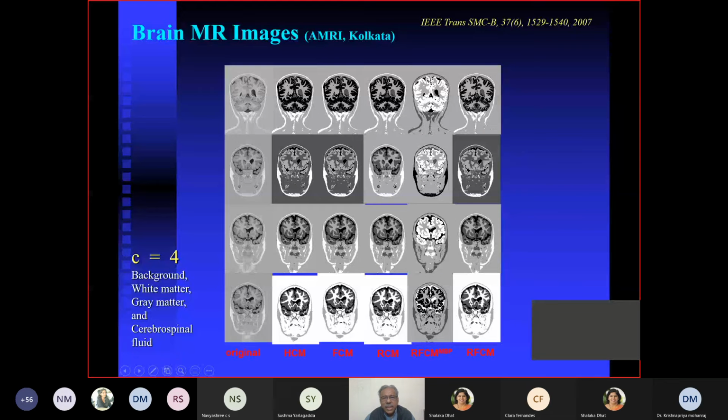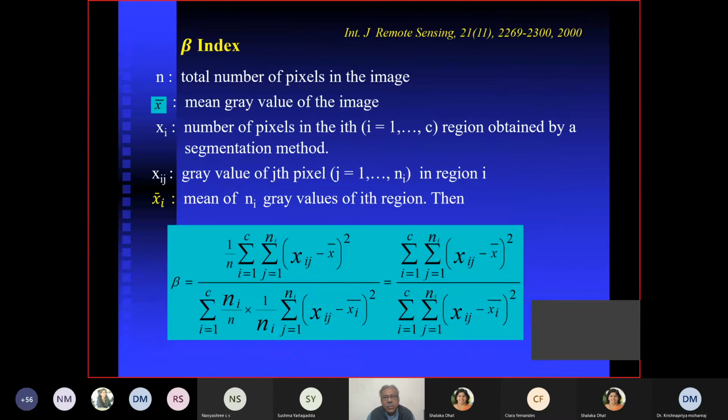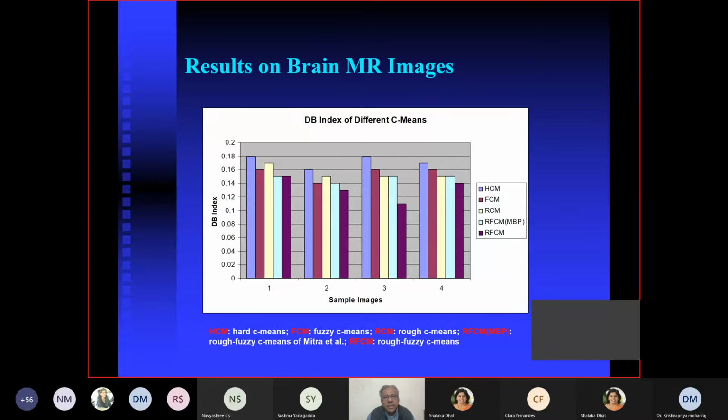Similarly here also you see that this is the original image. I get the separated regions, the best output. See, you get this one, the brain MRI image. Similarly, look at this beta index. So these are the results for the brain MRI image.